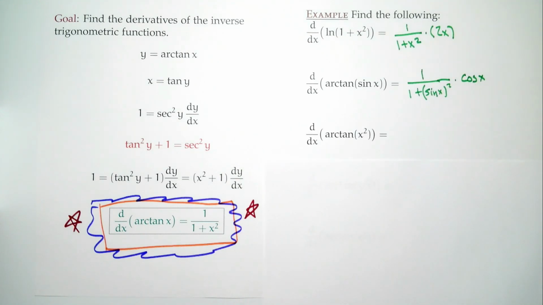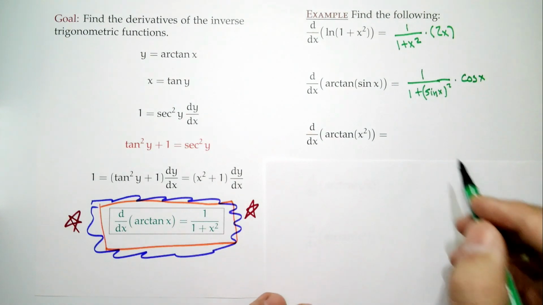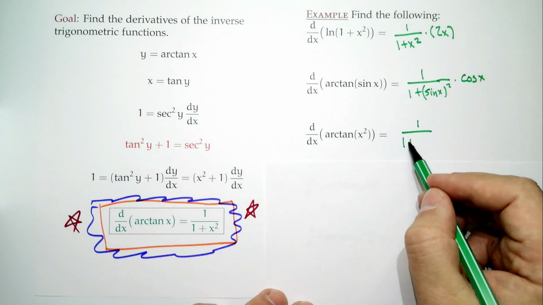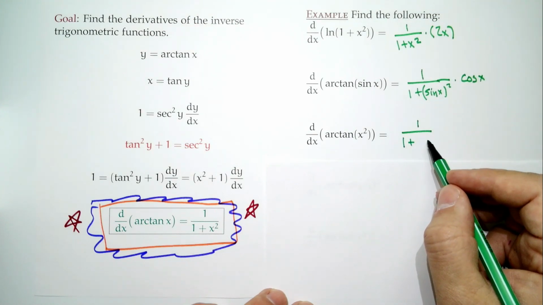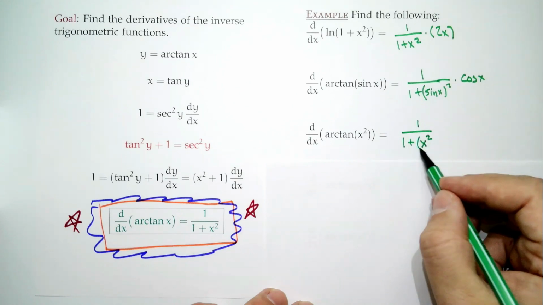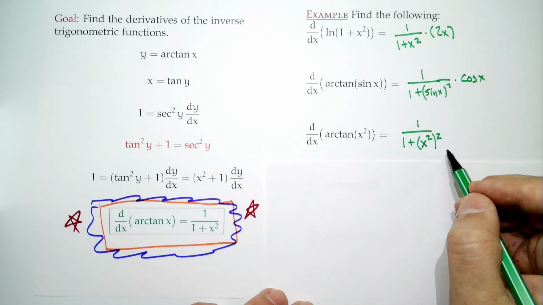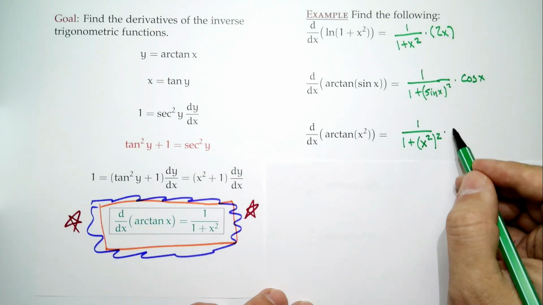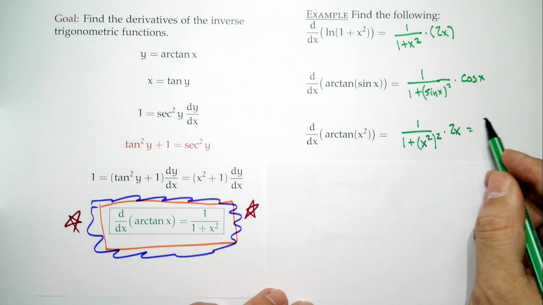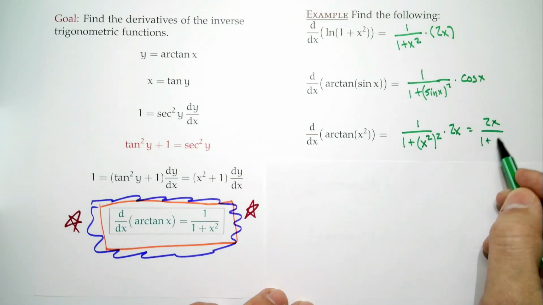All right, the derivative of arctangent of x squared. What will that be? 1 over 1 plus x to the 4th power, which comes from x squared squared, and then times the derivative of the inside, 2x. And of course, you can write that as 2x over 1 plus x to the 4th.